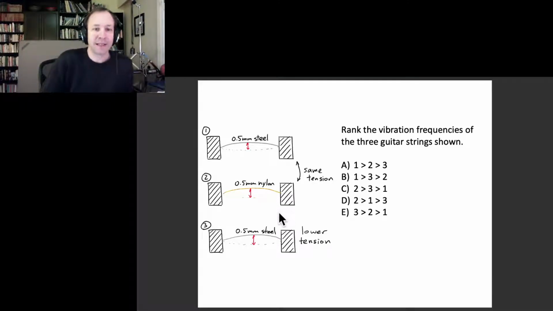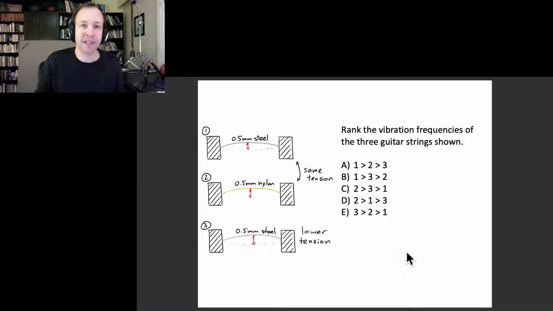So we said that 2 was greater than 1, but we also now have understood that 1 should be a greater frequency than 3. And so the correct answer here is that 2 is greater than 1 is greater than 3.